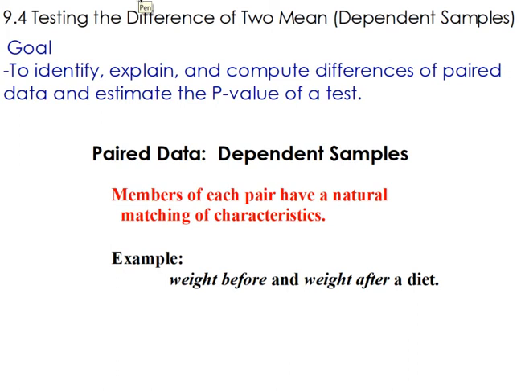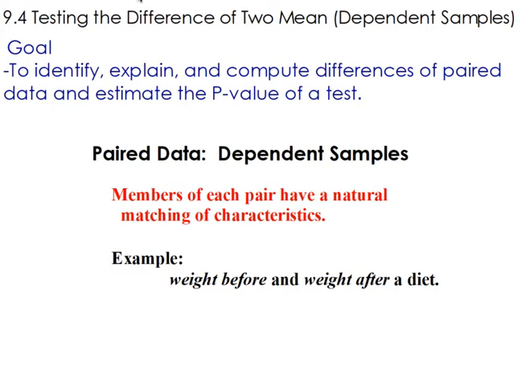Okay, 9.4, we're going to continue on with hypothesis testing, but now we're going to take two different means. We're going to first start off with the dependent samples today, and then in the next video, 9.5, we'll talk about independent samples. So we're going to identify, explain, and compute differences of paired data, estimate the p-values of the test, and make some conclusions based off those p-values.